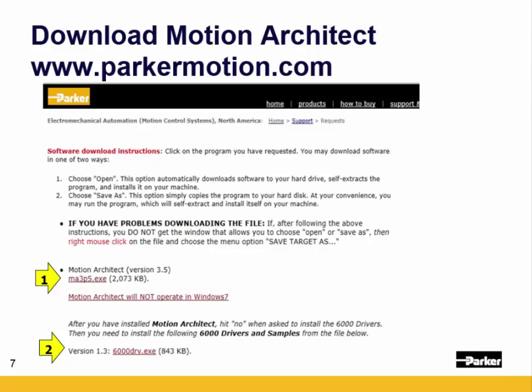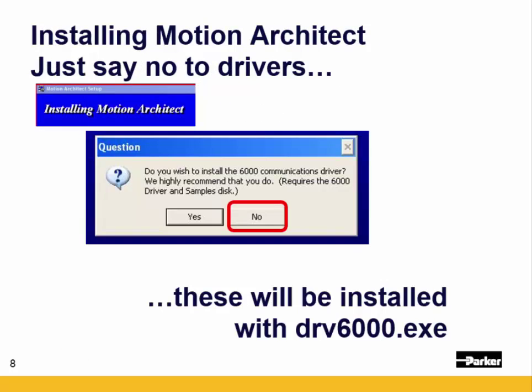Also, read this note right here. When Motion Architect asks you to install the drivers, click No. After it's done installing Motion Architect, then you run the 6000 DRV, which is a separate installation for the drivers. I'll show you what that looks like here in a second. Go ahead and use the defaults. The only thing to add is when you get to where it asks you if you want to install the 6000 communications drivers as part of the Motion Architect software install, click No.